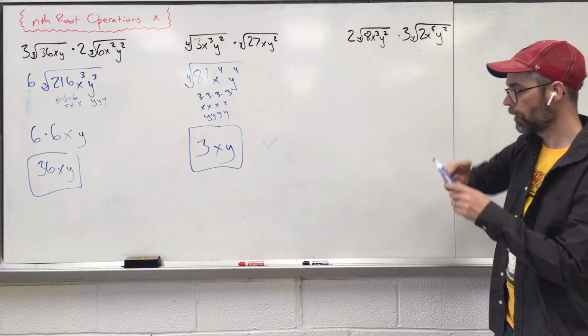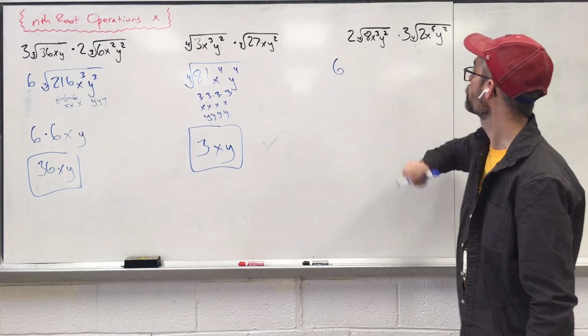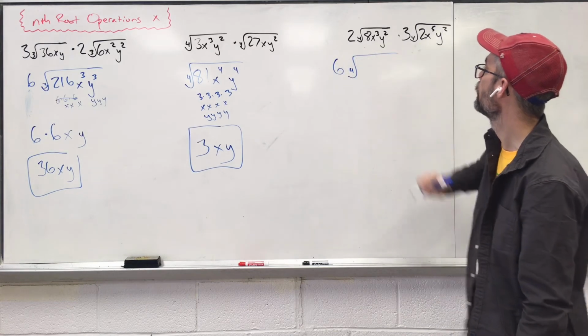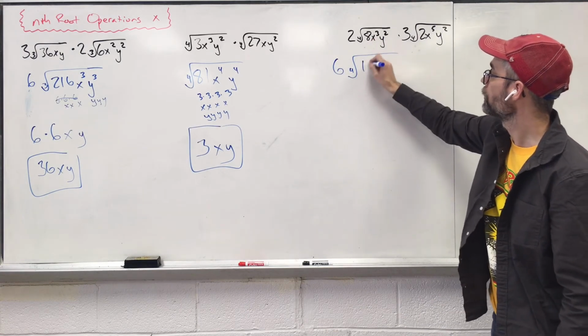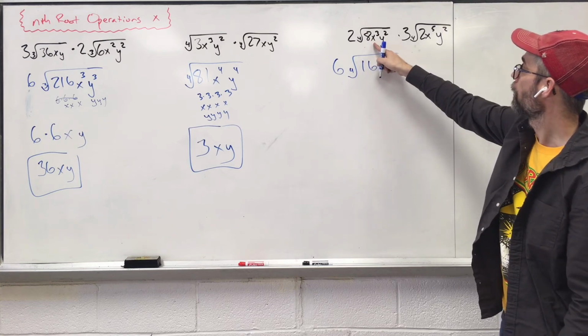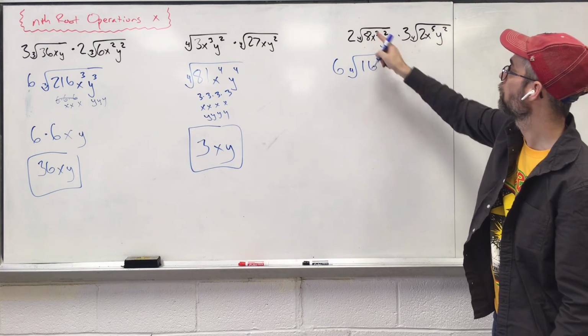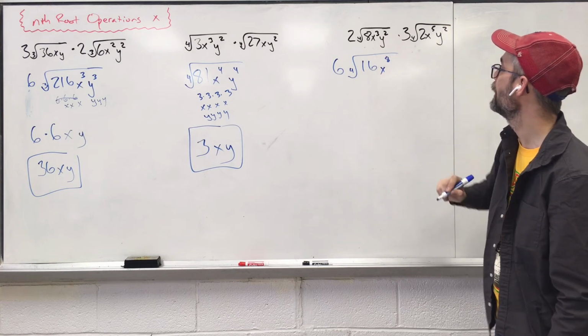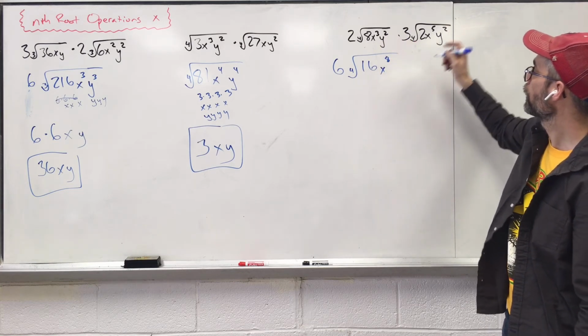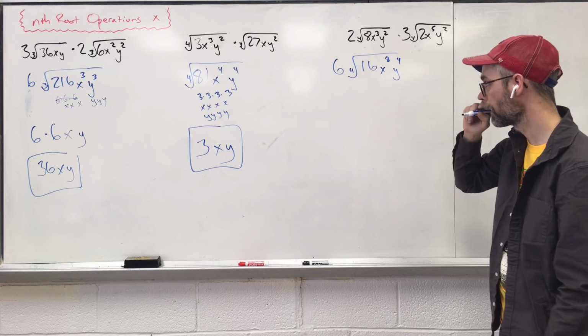Let's try one more time with numbers on the outside. So 2 times 3, put them together, giving us 6. Inside, 8 and 2 gives us 16. X to the third and fifth, so 5 plus 3 gives us 8. Y squared and y squared gives us y to the fourth.